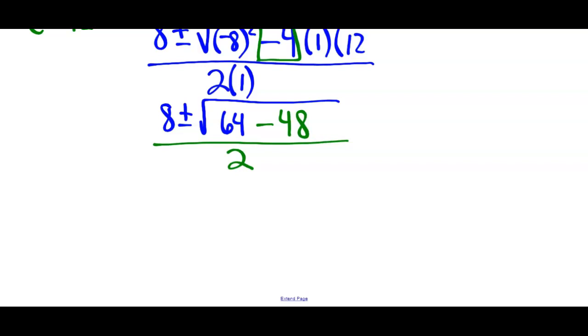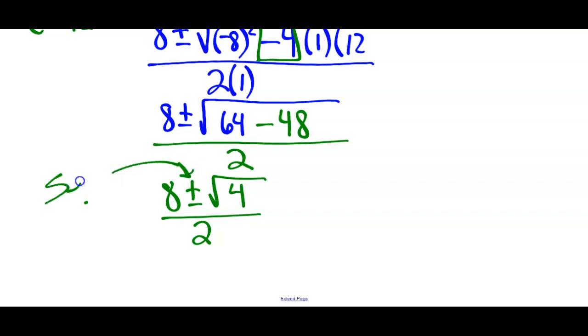All right. Now I need to do my subtraction. So I'm going to get 8 plus or minus 64 minus 48 is 4 over 2. So now here's what this plus or minus means. We're going to separate this.